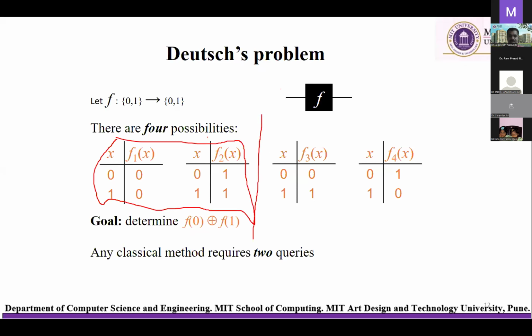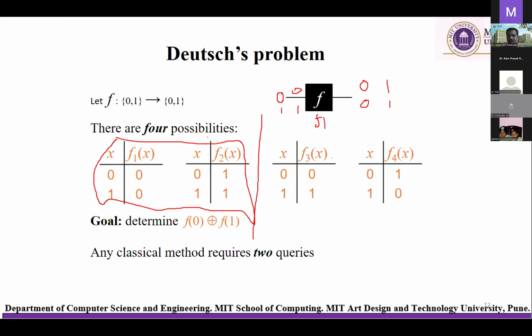Suppose we are passing to a function f, which we can consider as f1. Then the output will be 0. Similarly, if the input is 1, the output is again 0. Then next, suppose the input is 0, the output is 1, and if the input is 1, the output is also 1. So this is called constant.